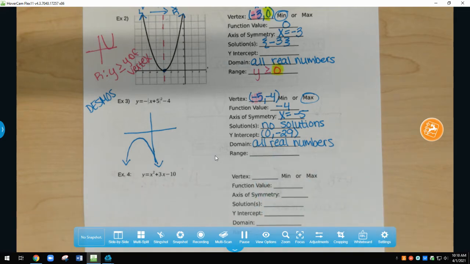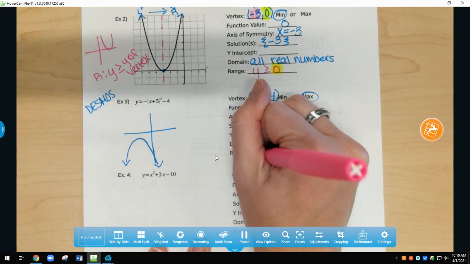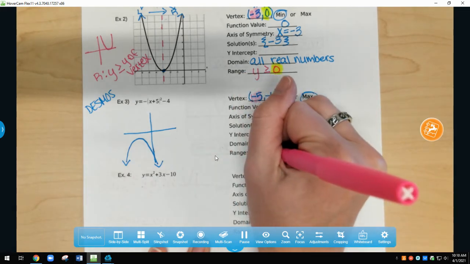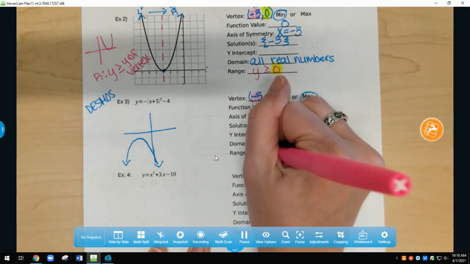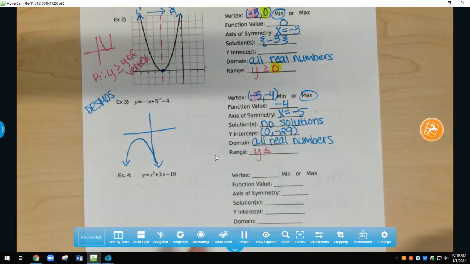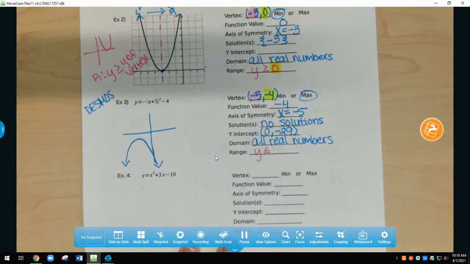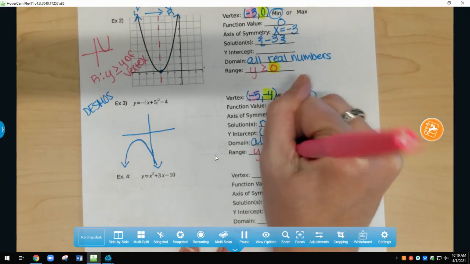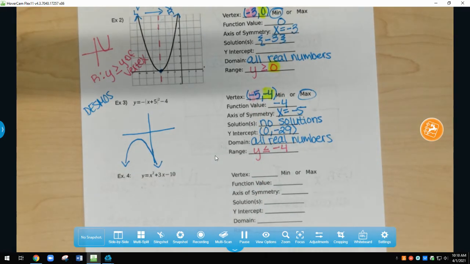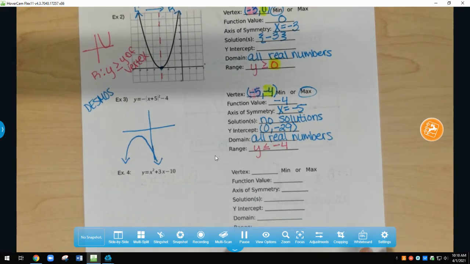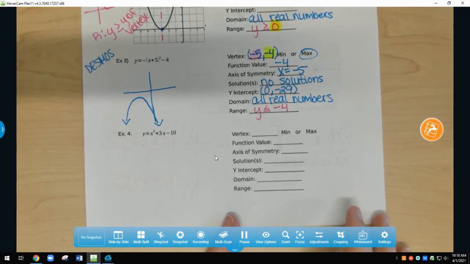Okay, my range, it's opening down. So y is less than or equal to the y value of the vertex. So it's going to be negative 4. Okay? Because all the y values are less than negative 4.